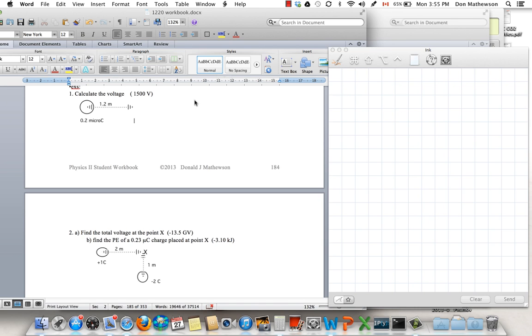Well, that will be kQ over r, so that's 9 times 10 to the 9 Newton meters squared per coulomb squared. We've got 0.2 microcoulombs, and then our distance is 1.2 meters. So coulombs cancel. One of the meters cancels. Newton meter per coulomb is a joule per coulomb is a volt. And it should work out to be 1500. Next example.